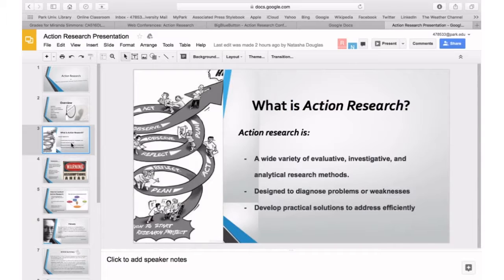So what is action research? Action research can be any method of research, qualitative or quantitative. It's always investigative, and the point of action research is to diagnose problems or weaknesses and come up with a solution through the research to address the problem. Usually this takes place within an organization.